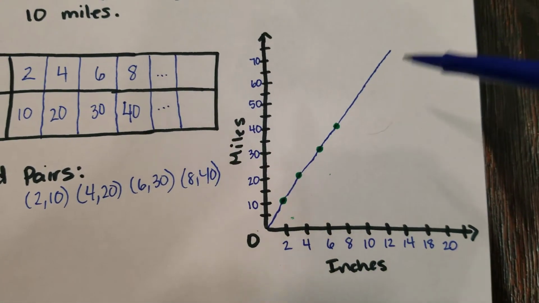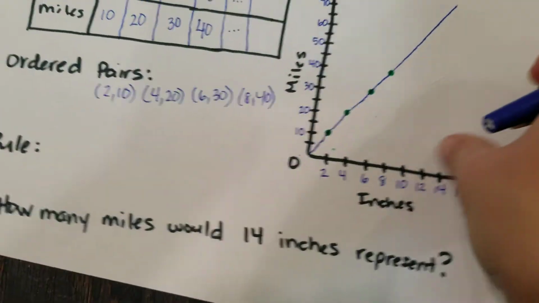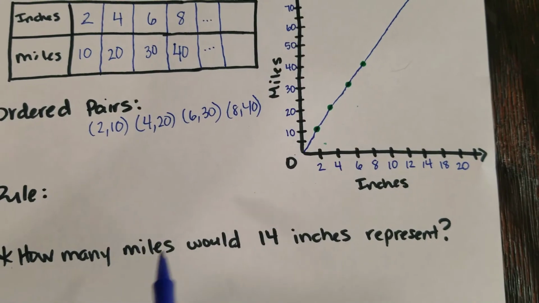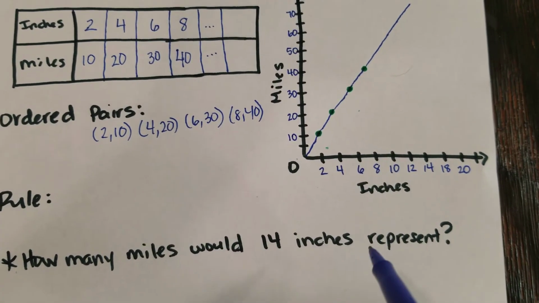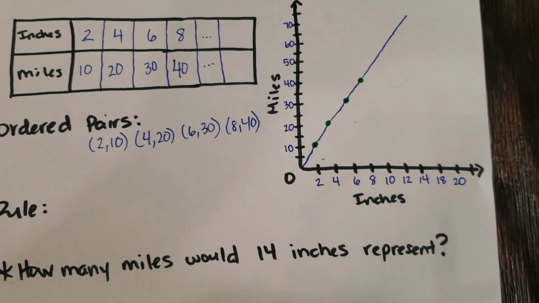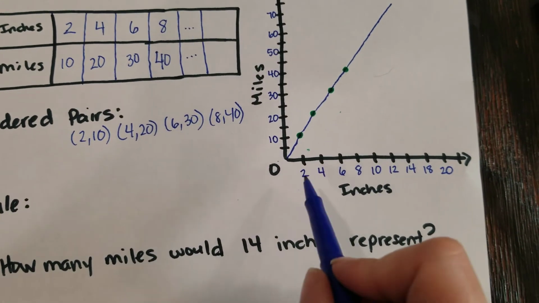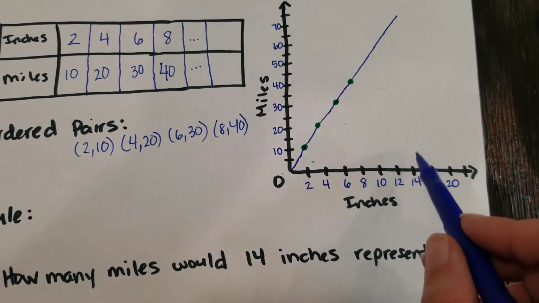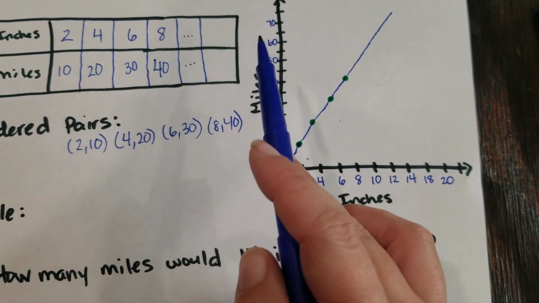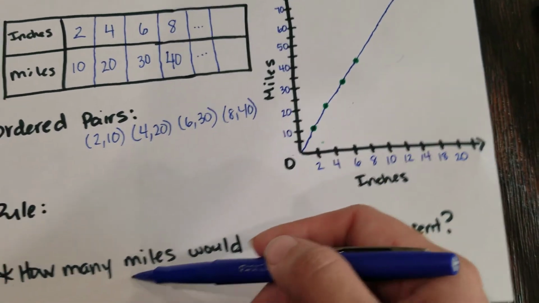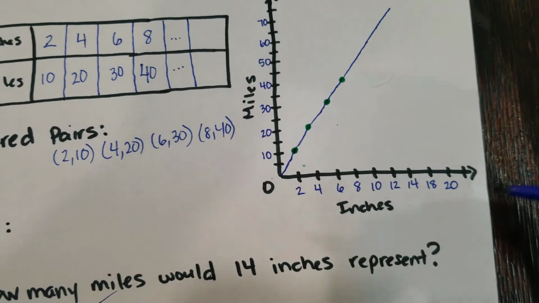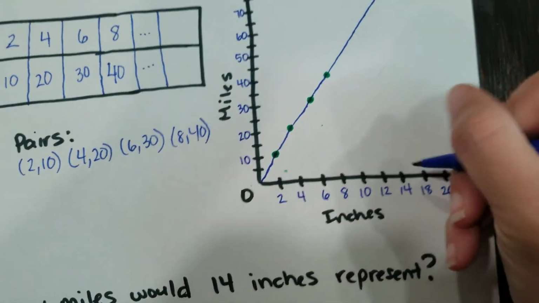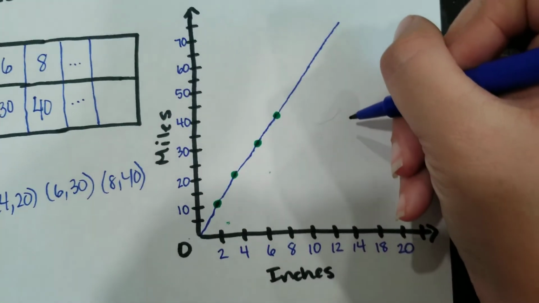All right, so now I can use this line to answer questions, right? Now I can use this line to answer this question down here. How many miles would 14 inches represent? So if I have the 14, which is right here, I can follow this up to my line and then look over to the miles to find my answer. Okay, so let's try it. If I have 14 inches, that's right here on my graph, and then I go up to my line.